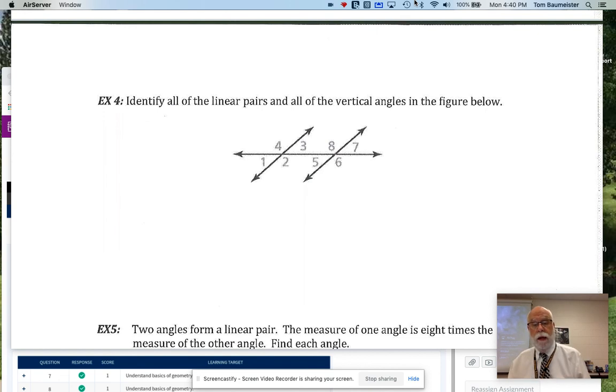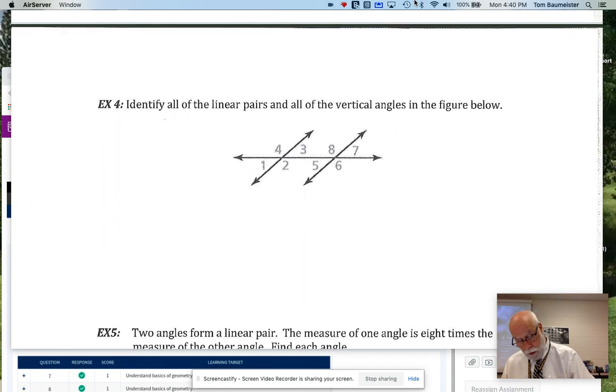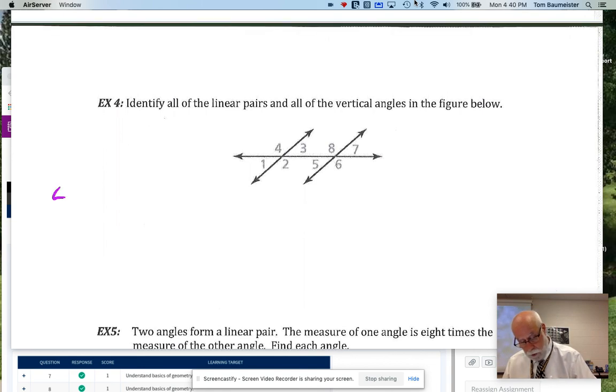So, example 4, it's asking us to identify all the linear pairs and all of the vertical angles in the figure below. All right, so now the linear pairs is going to take us a little room here. So remember, linear pairs, they are next to each other.